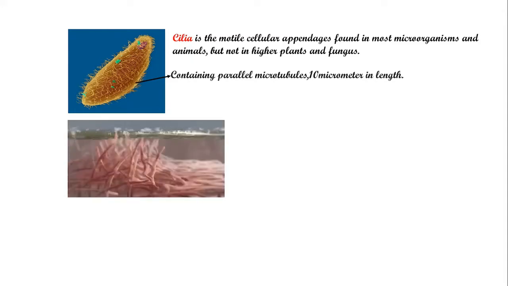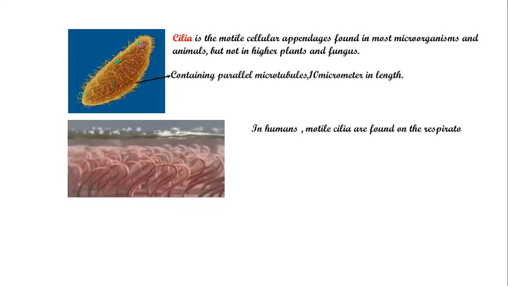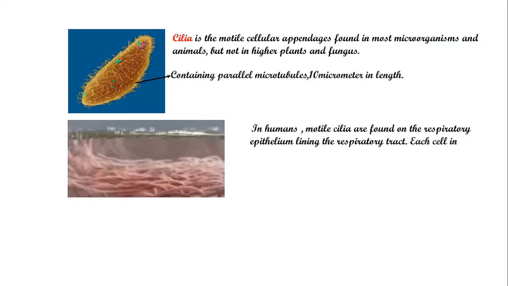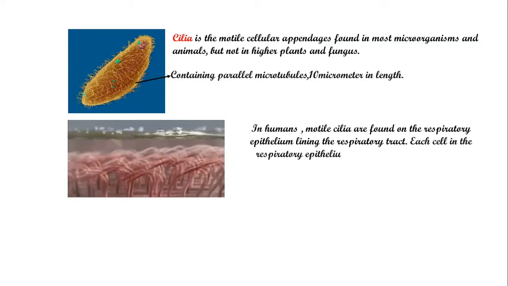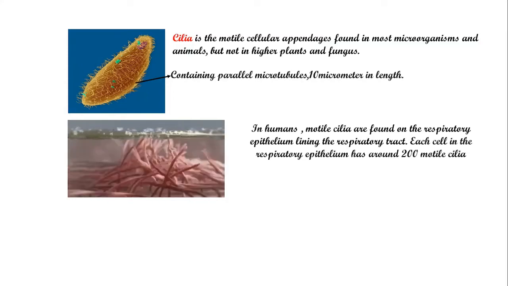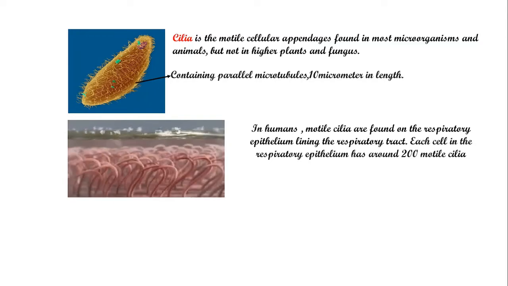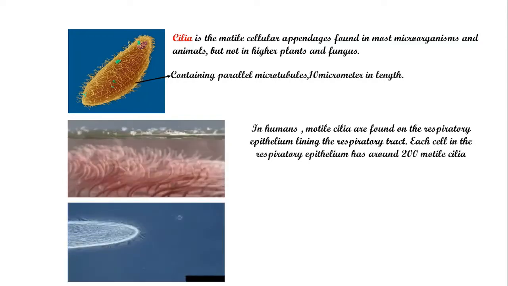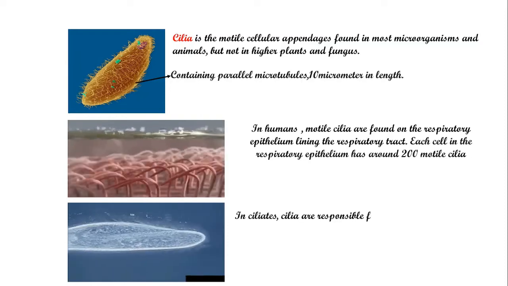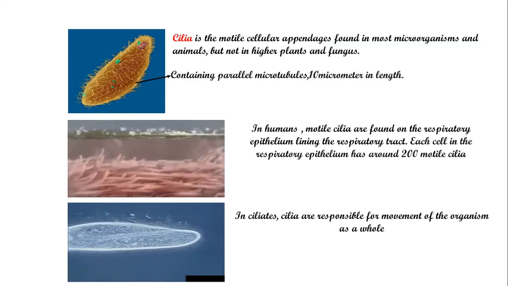In humans, motile cilia are found on the respiratory epithelium lining the respiratory tract, where they function in the mucociliary clearance of sweeping mucus and dirt out of the lungs. Each cell in the respiratory epithelium has around 200 motile cilia. In some organisms known as ciliates, cilia are responsible for movement of the organism as a whole. Prokaryotes do not have cilia.